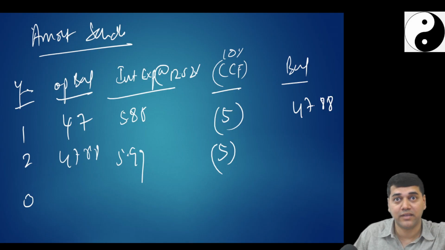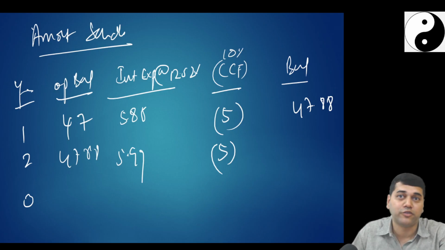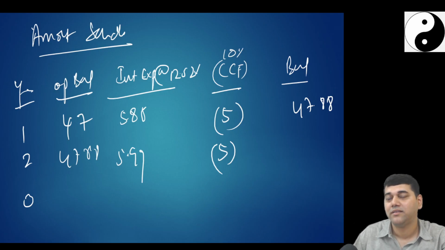Amortization, subsequent entries, end of the year. How much interest expense should I recognize? Again, same original, back to the original story.